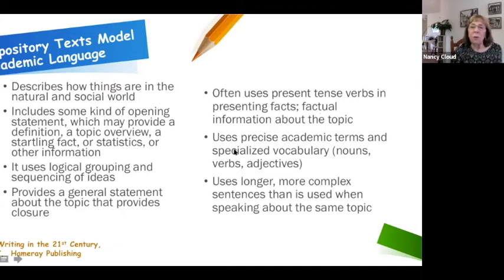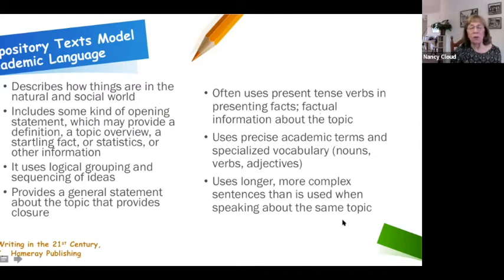And they use very precise academic and specialized vocabulary that we want kids to be using. And it's not just nouns, it's not just, I'm talking about the legislative branch, but the verbs are very specific, such as passing laws, allocating funding, and so forth. And the adjectives are very precise. And when we read about these topics, the sentences are very long and complex, much longer and much more complex than when we speak about the same topic.